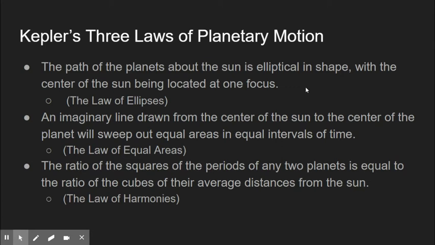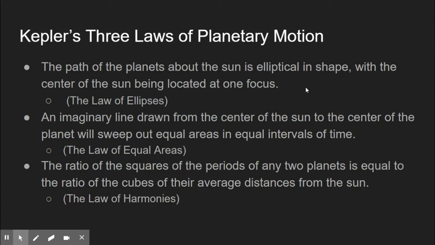The second one, law of equal areas. An imaginary line drawn from the center of the sun to the center of the planet will sweep out equal areas in equal intervals of time. I call this the pizza pie law. Everybody gets the same amount of pizza, even if the slices of pizza don't quite look the same. We'll talk more about that in the Tuesday video.